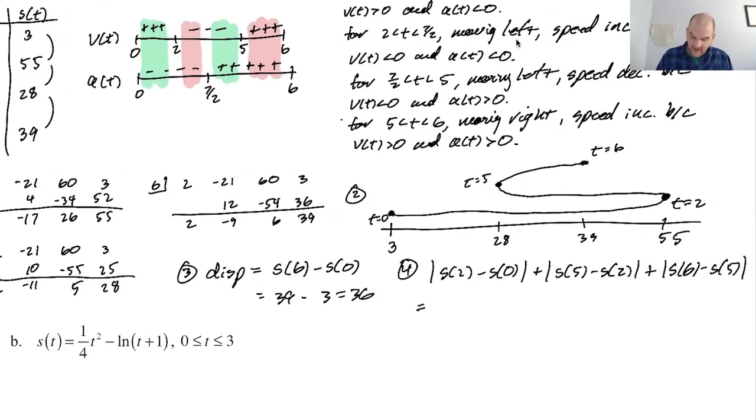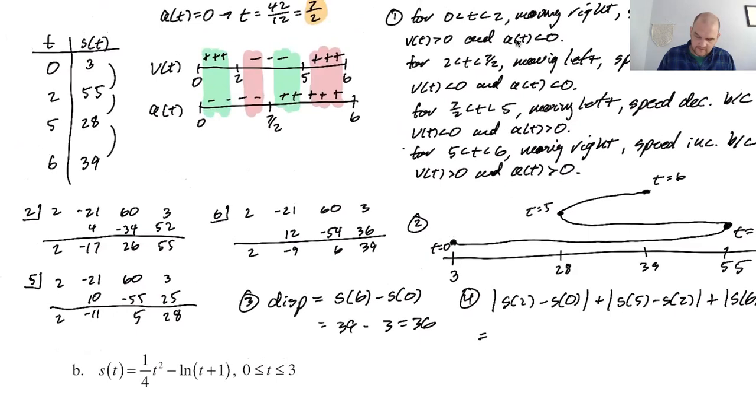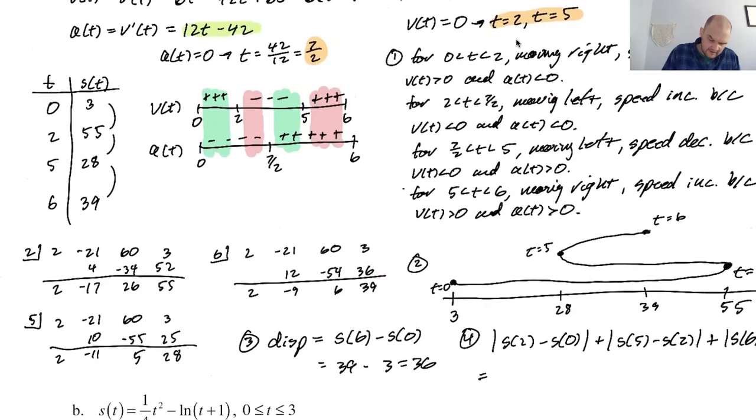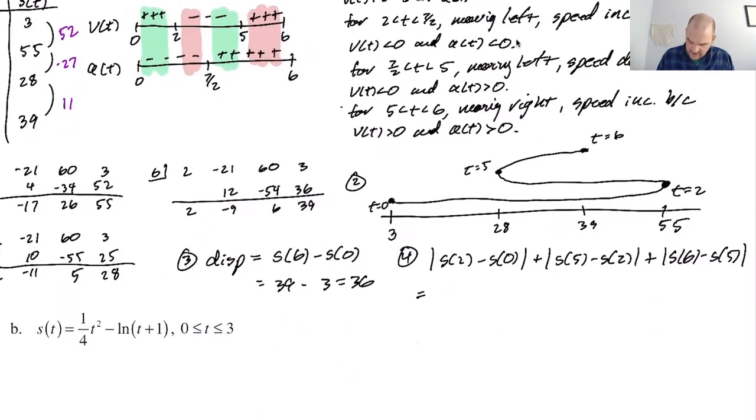All right, and now we need to find these values. You can basically find them in the table. So here, this would be 52 units that you moved. And then this would be 27 units. I mean, it's negative 27, but we're going to do absolute value. So your displacement is negative 27. The distance traveled is positive 27. And then here, the displacement and the distance are going to be the same. They're going to be 11. So this will be 52 plus 27 plus 11. So what is that? 90 maybe?